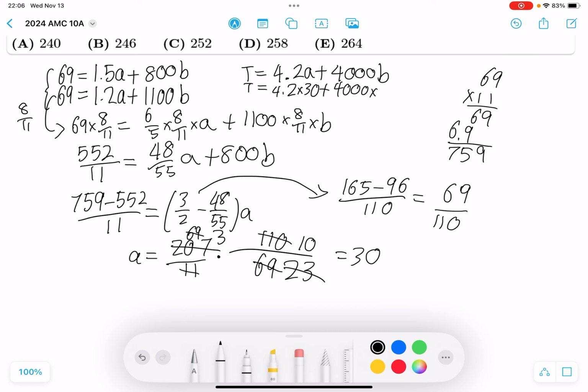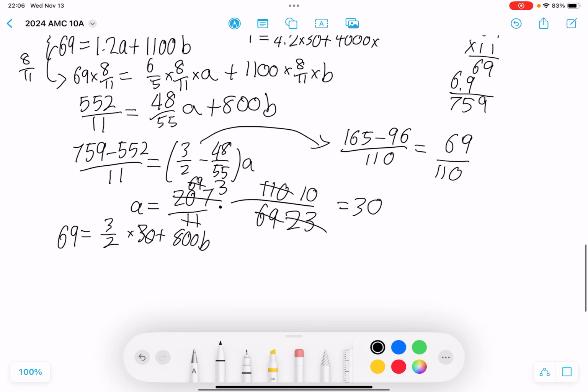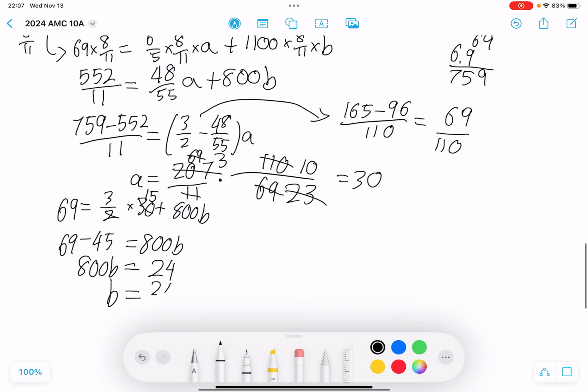So we know that A is 30, so let's plug that back into the first equation. We know that 69 equals 3 over 2, because that's 1.5, times 30 plus 800B. So that is 45, and we have 69 minus 45 is 800B. So 800B is 24. B is 24 over 800, which is 3 over 100. So B is 3 over 100.